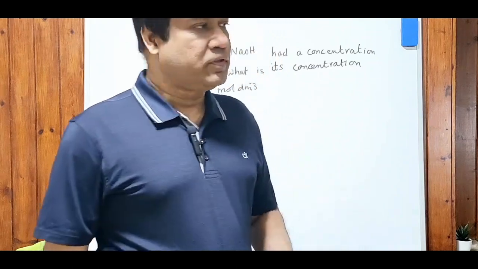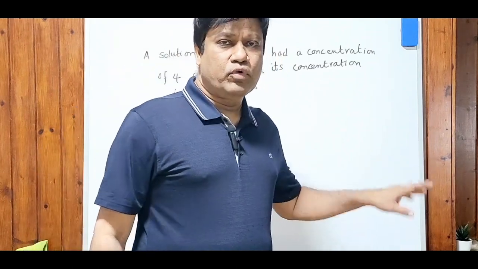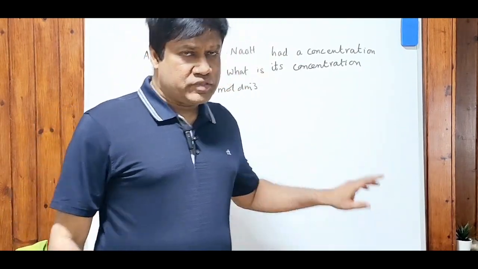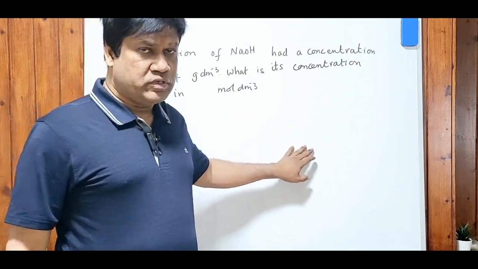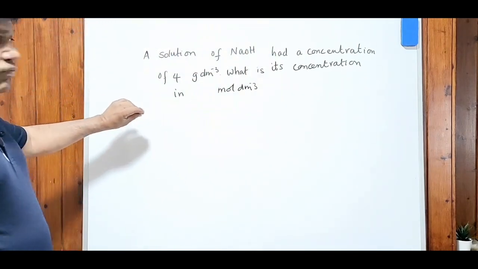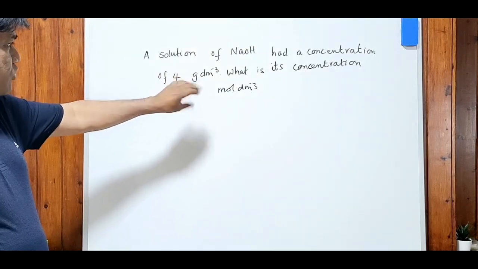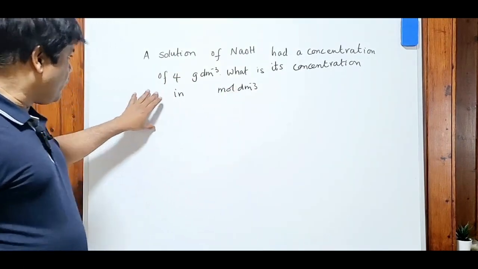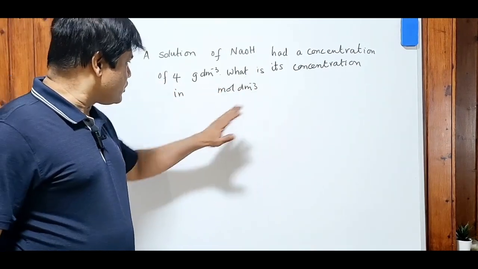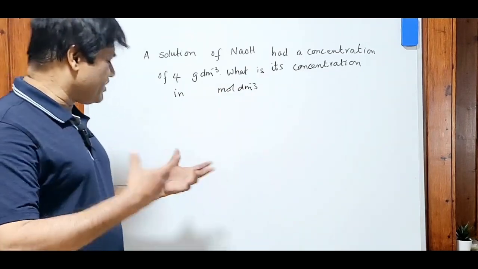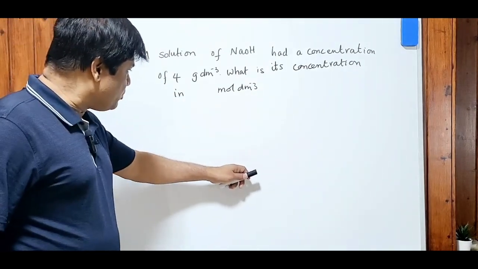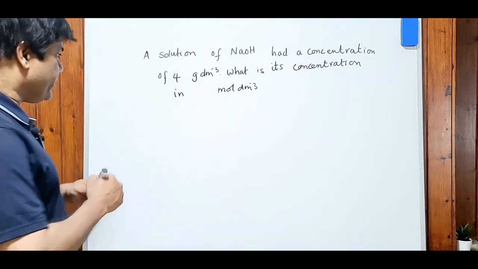You know, I've already started one video on concentration, and let's continue some numerical questions based on the concentration term. Look at this question. I'm going to read the question. A solution of sodium hydroxide had a concentration of 4 gram dm cube. What is its concentration in mole per dm cube? It's just a conversion factor. We will do how to convert mole per dm cube to gram per dm cube. Okay, look at this formula.